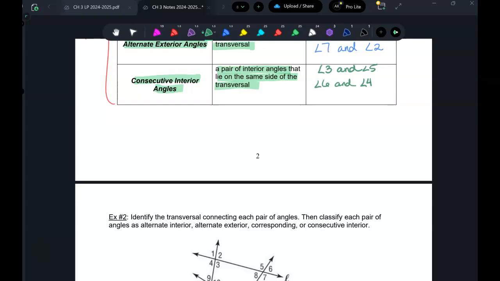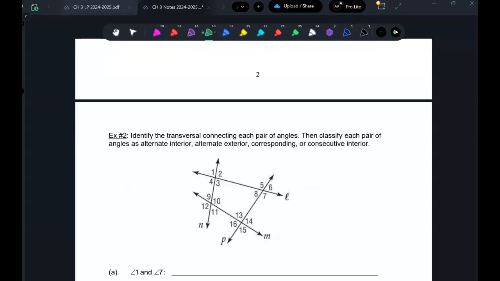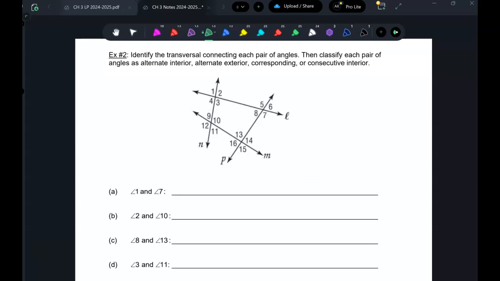Okay, so next is what I was talking about previously. Of course, I'm not just going to give you 2 lines and a transversal. Here I'm giving you 4 intersecting lines. Here's line N, this is line P, L, and M, and we have all these different angle numbers. There are a few things we want to answer. We want to identify the transversal that is connecting the pair of angles. And then we're going to classify each pair as alternate interior, alternate exterior, corresponding, or consecutive interior.